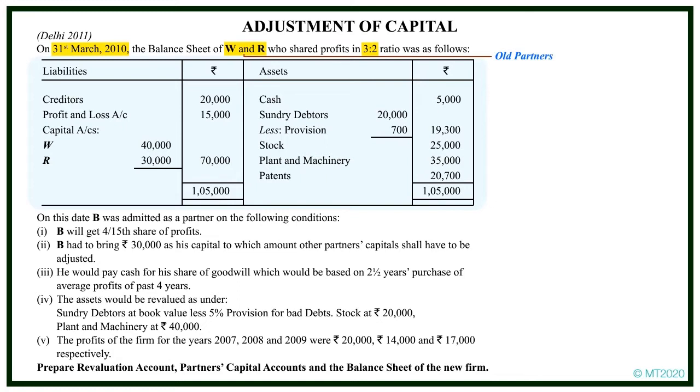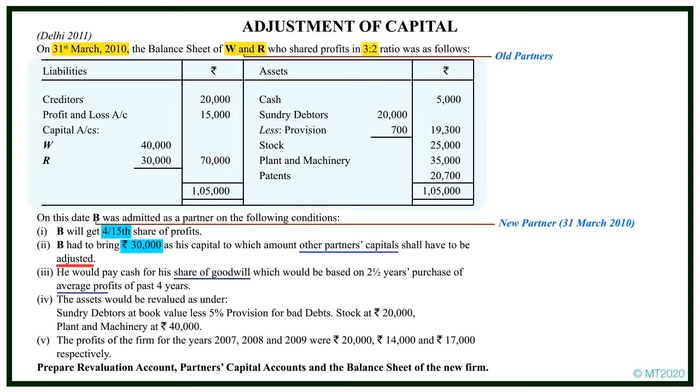And on admission of B on this date, the following conditions were followed. Point number 1, B will get share in profit equal to 4/15th. B will bring capital equal to 30,000, and on the basis of B's capital, the other partners' capital would be adjusted. In point number 3, it has been mentioned that B would bring his share of goodwill in cash, and the goodwill will be valued on the basis of average profit of past 4 years, and the number of years of purchase would be 2.5 years.